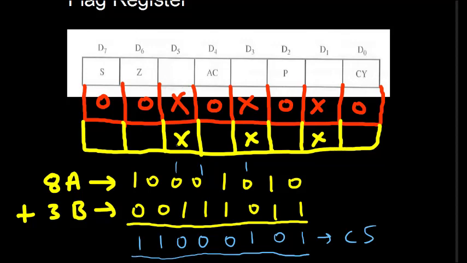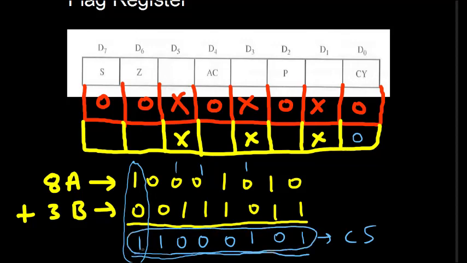Now let us check the flag status. The carry flag depends on this particular bit. This is the D7 bit. D7 bit has not generated any carry, so this remains as it is. Then the number of ones. Here we see the number of ones in the result is 4. There are 4 ones in the result, so even parity, so this becomes 1.